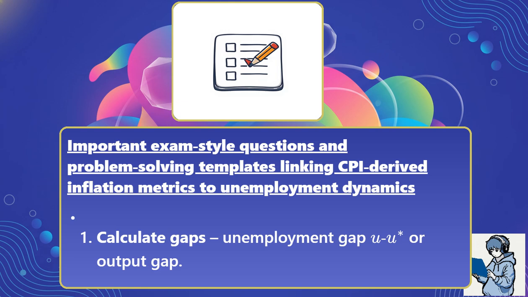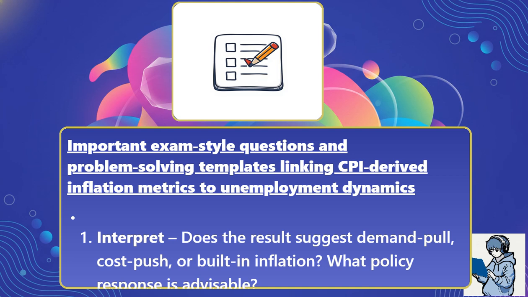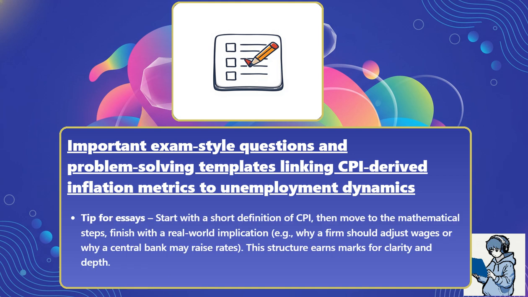Step 5. Calculate gaps: unemployment gap U − U* or output gap. Step 6. Derive implied inflation or required policy rate, Taylor rule if asked. Step 7. Interpret: does the result suggest demand-pull, cost-push, or built-in inflation? What policy response is advisable? Tip for essays: start with a short definition of CPI, then move to the mathematical steps.